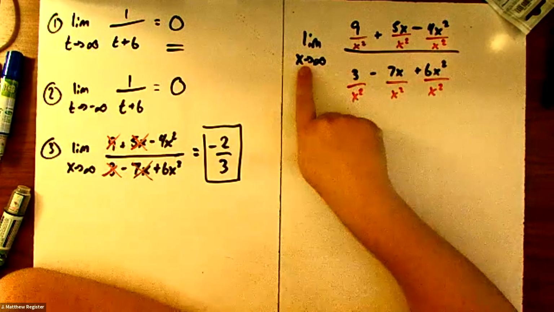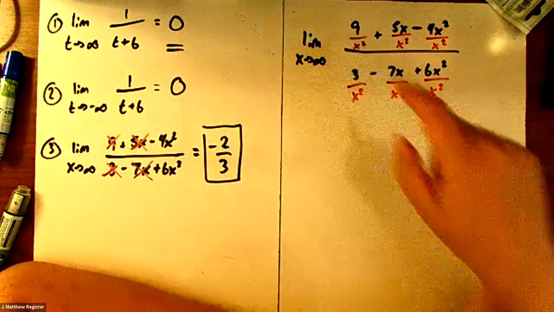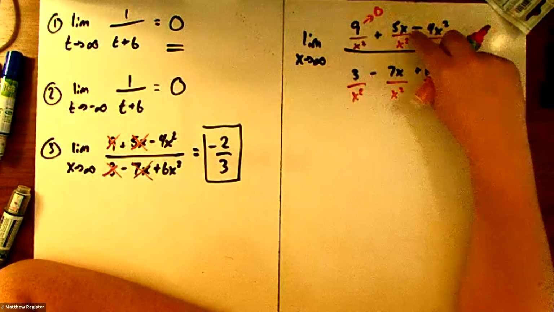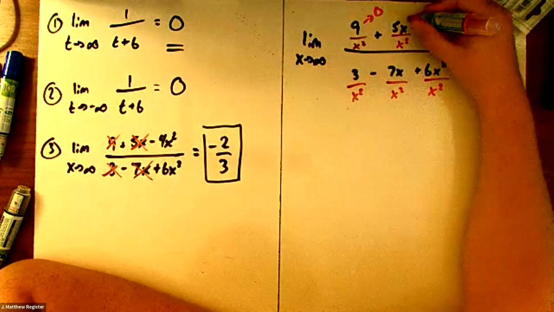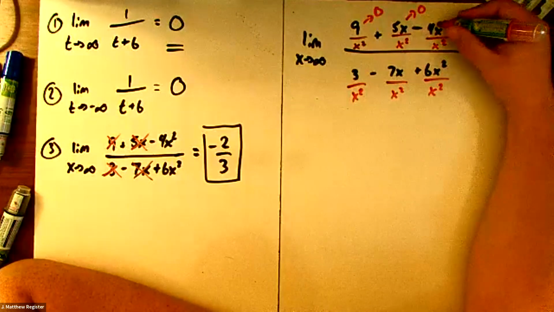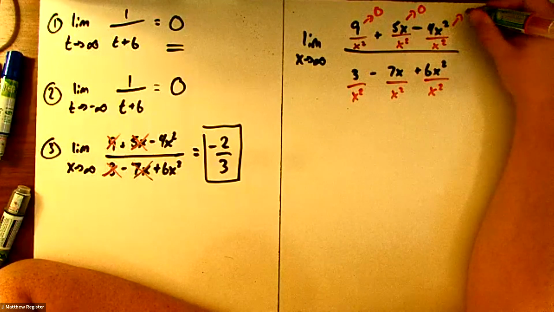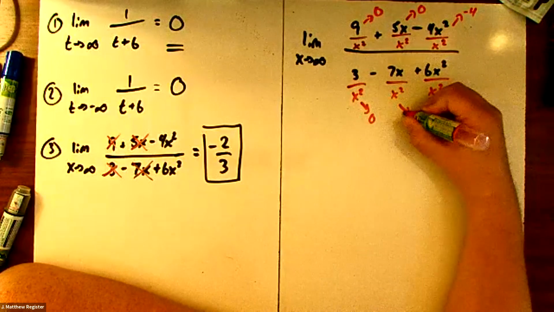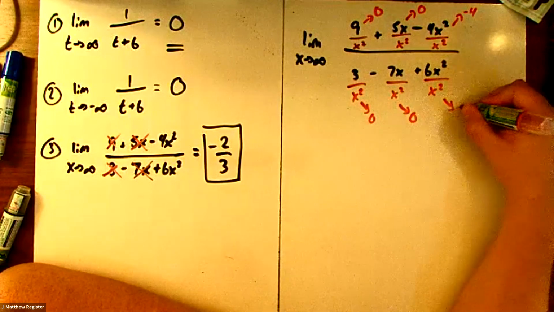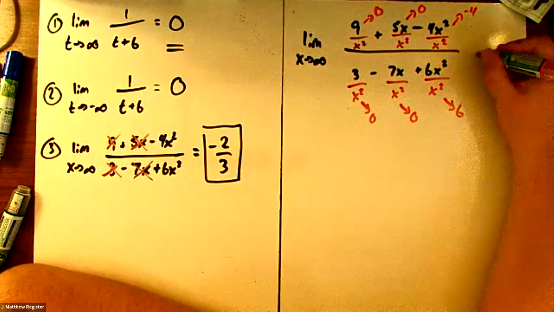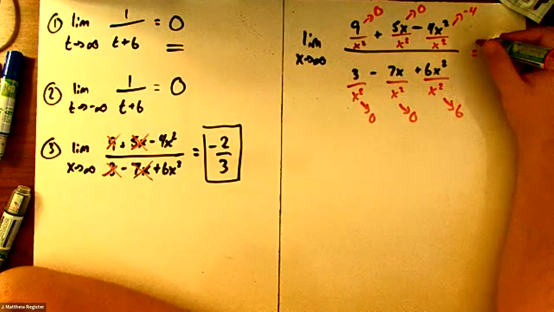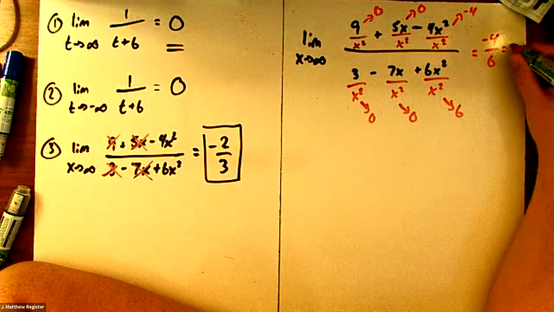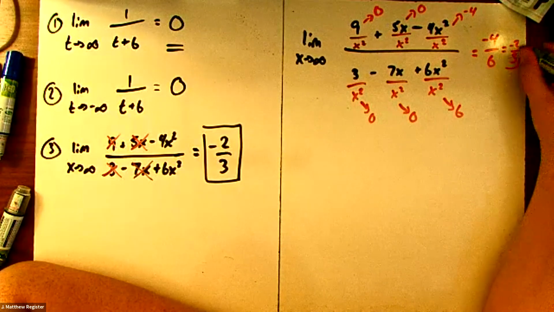As x goes to infinity, 9 over x squared goes to 0. 5x over x squared also goes to 0. Negative 4x squared over x squared goes to negative 4. This goes to 0. This goes to 0. This goes to 6. Combining the top, we get negative 4 over 6. And then that leaves us with the negative 2/3 again.